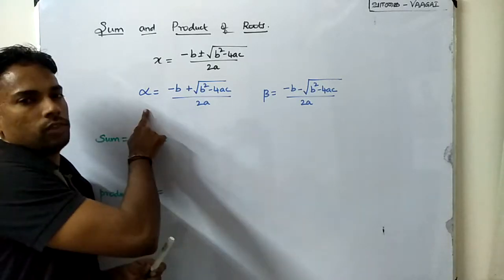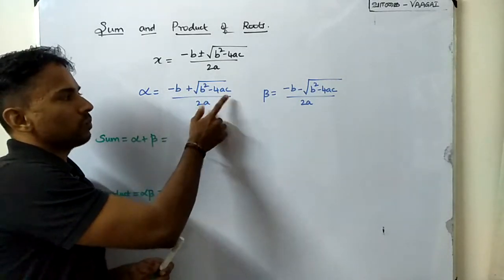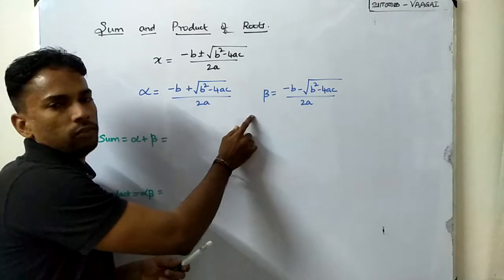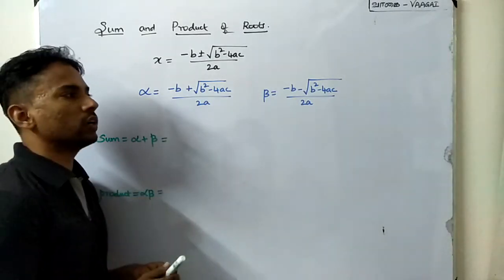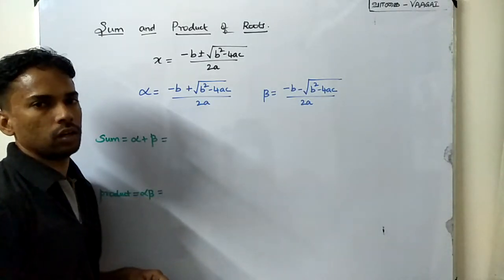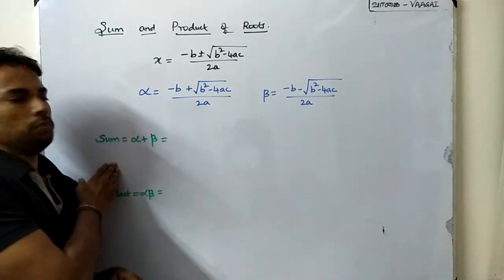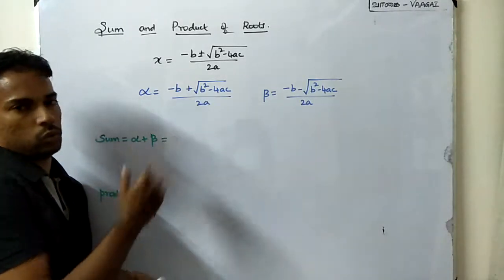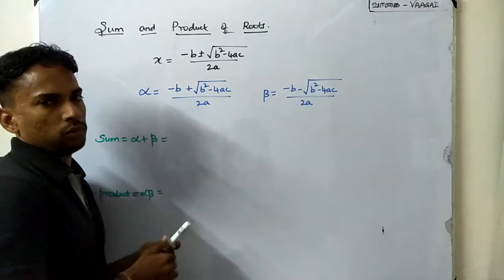So the value of alpha will be minus b plus root of b square minus 4ac by 2a, and beta will be minus b minus root of b square minus 4ac whole divided by 2a. Now we are just going to find the sum of the two roots and the product of the two roots. First we will find the sum of the roots.